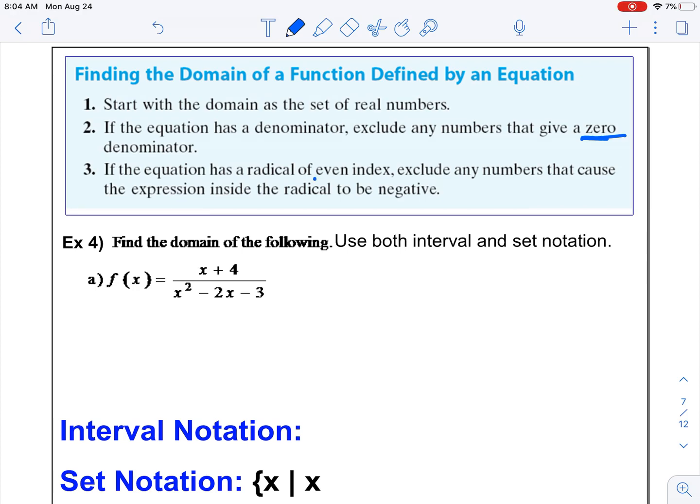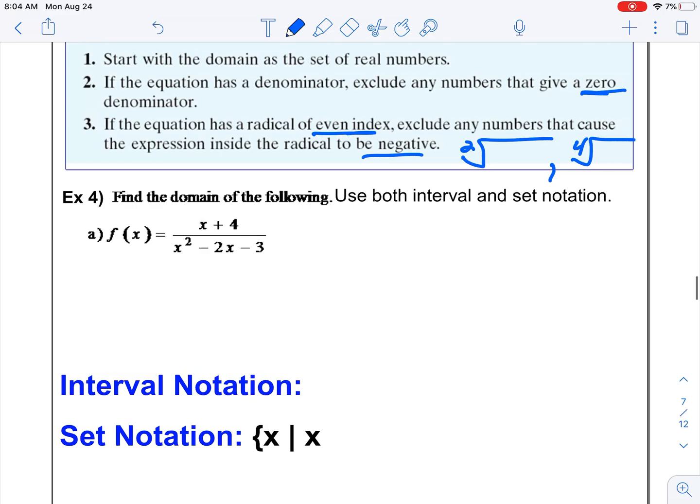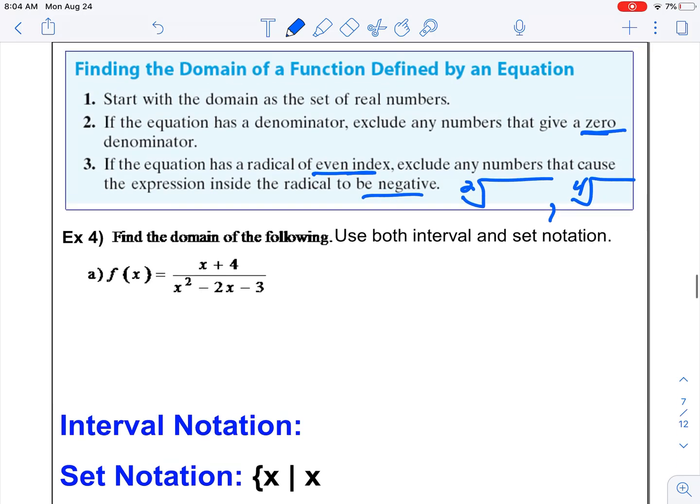If the equation has a radical of even index, the index is the number right here in a root, right? So if you have a square root, or a fourth root, or a sixth root, the radical can't be negative. So the thing underneath the radical must be positive. Okay? All right. So let's look at the domain of this first one. We have x plus 4 over x squared minus 2x minus 3. There's no square roots or fourth roots here, but we do have a denominator. All right, so this denominator here, x squared minus 2x minus 3, cannot be 0.